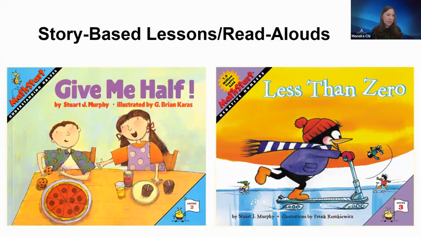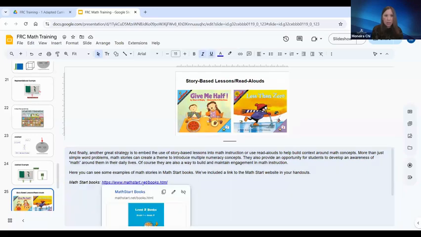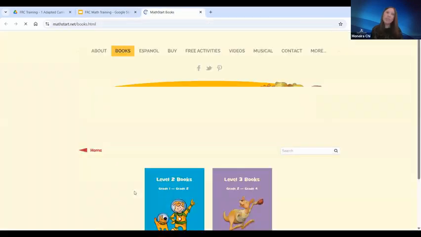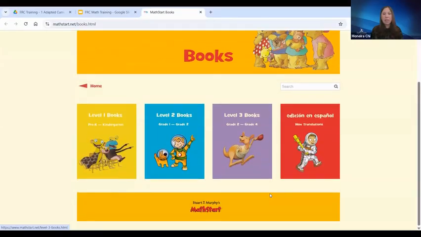So what you see here on the screen are some examples of math stories in what's called Math Start books. I have included a link to the Math Start website in your handouts, but I'm going to take you to the website really quickly too. Unfortunately, these are not a free resource. You would have to purchase the books if you are interested in them.